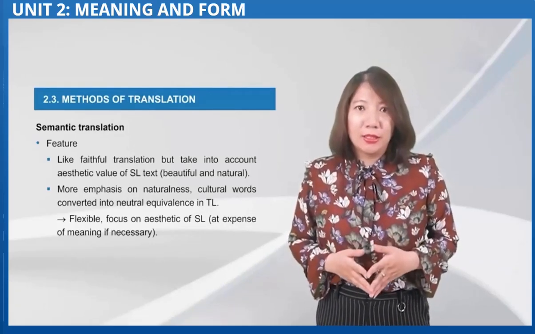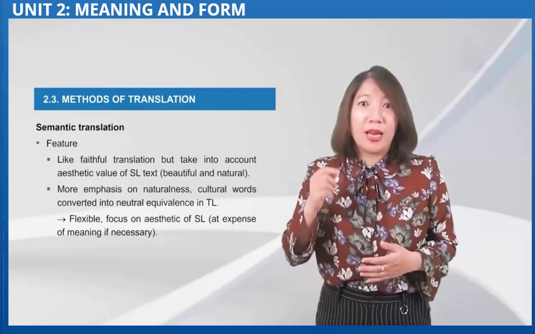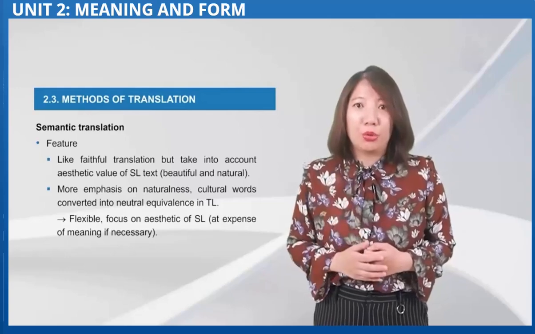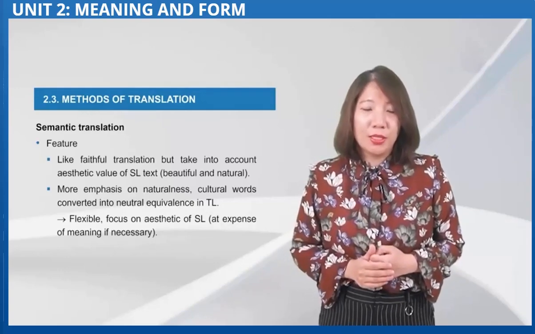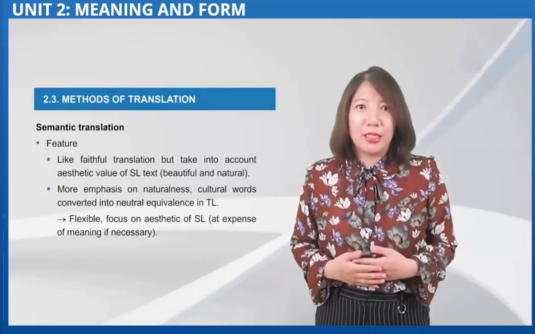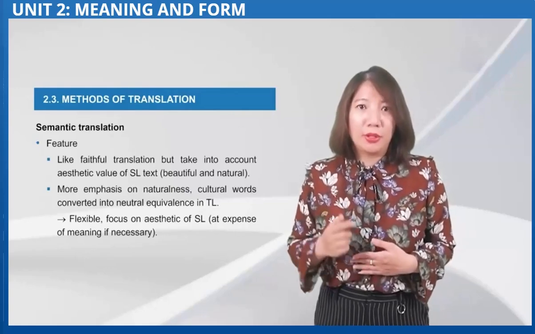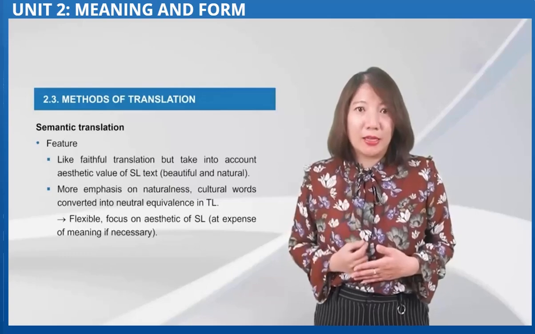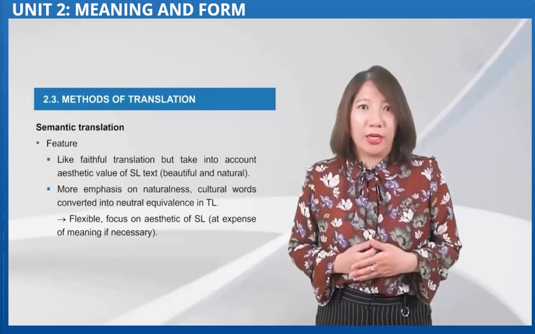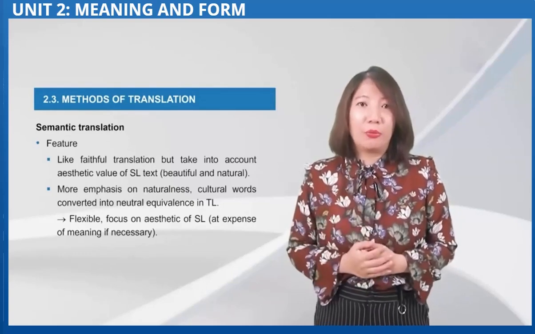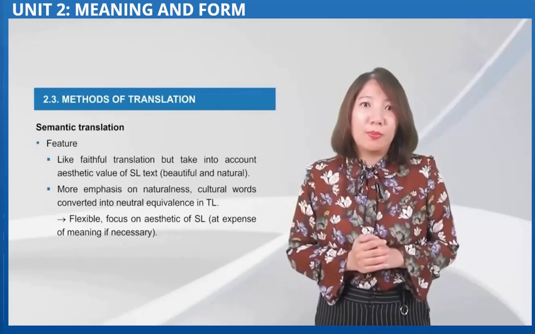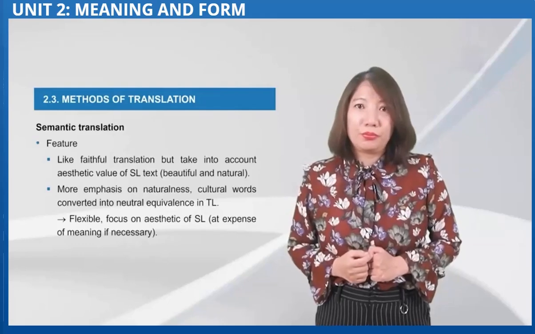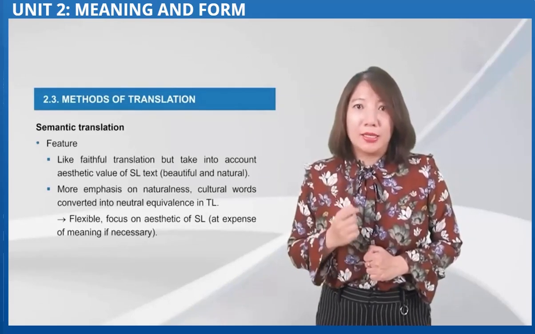Under this method, more emphasis is put on the naturalness, and the cultural words are converted into neutral equivalents in the target language. So we can say that this method is really flexible and focused on the aesthetic of source language, even at the expense of meaning if necessary. Now, the keywords that we should remember about semantic translation are aesthetic value, beautiful, and natural.